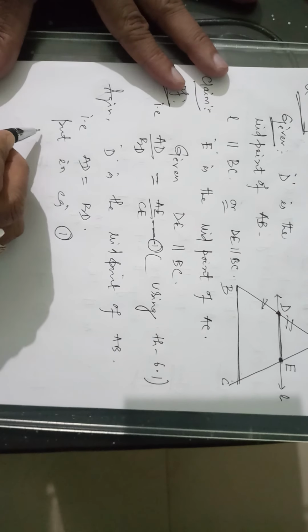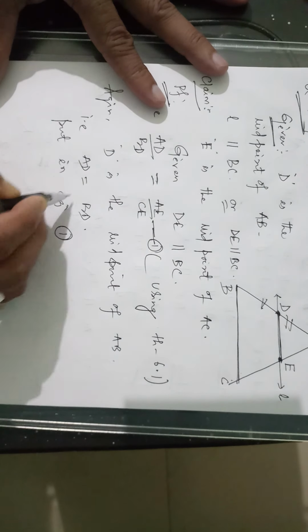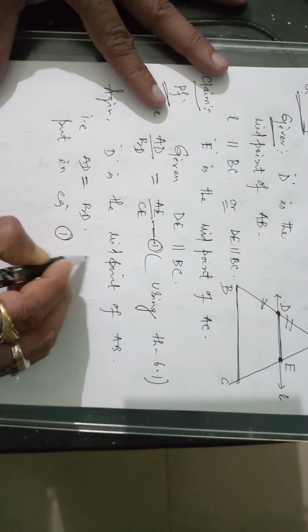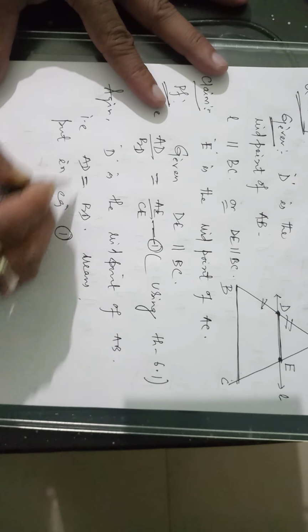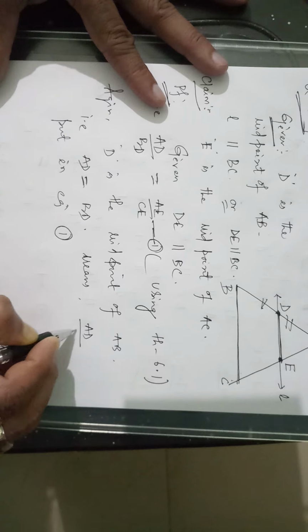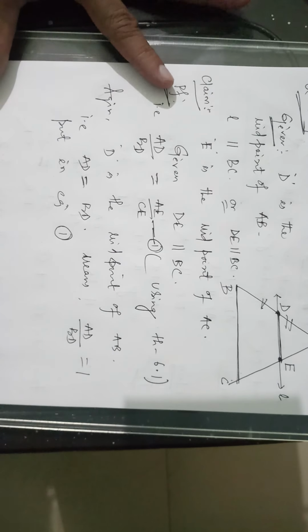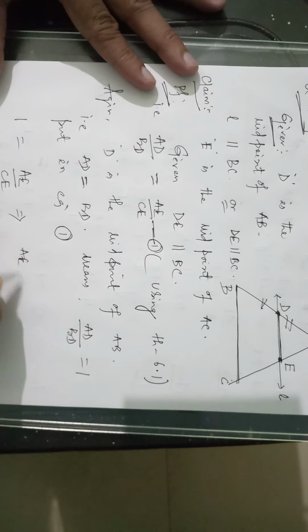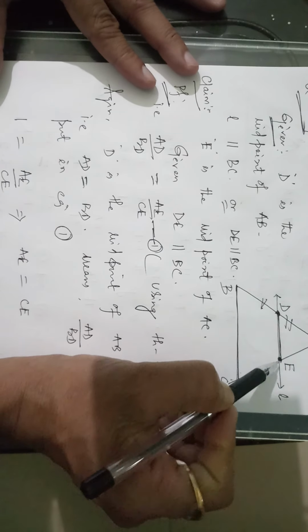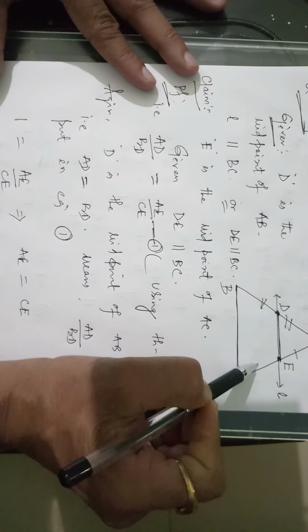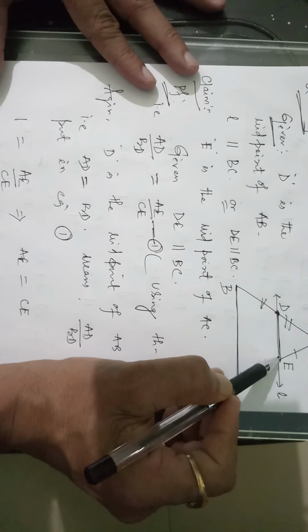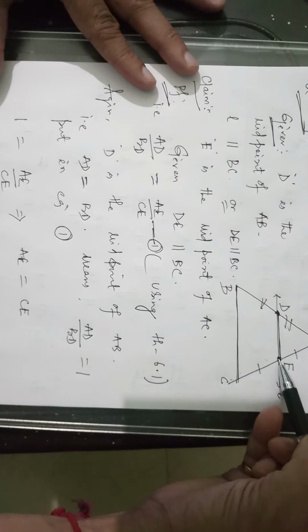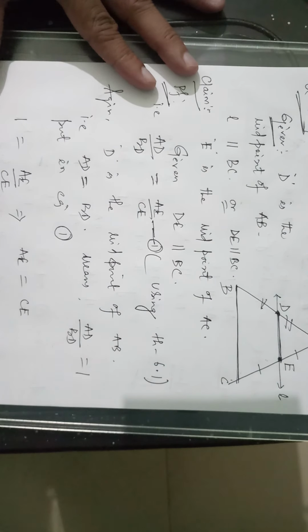Okay, when you put in equation number 1, you can find AD by BD equal to 1. AD is equal to BD means two equal parts, so the ratio is 1. If AD is equal to BD, then AD by BD is also 1. That means 1 is equal to AE by CE, which implies AE equals CE. You see here, if AE equals CE, then E is the midpoint of AC, because AE equals CE, ultimately E is the midpoint.